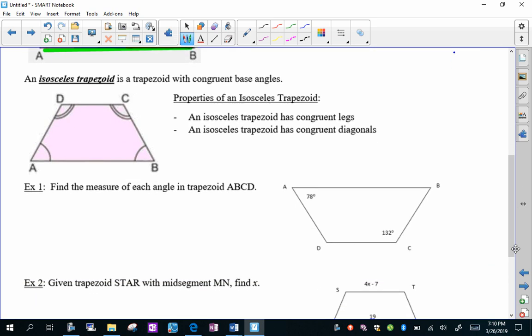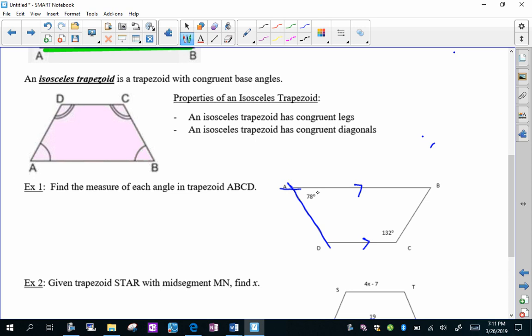Now let's look at example number 1. Example number 1 says, find the measure of each angle in trapezoid ABCD. We have to find the missing angle measurements, because we know that angle A is 78. There are a couple other things we know. We know that AB is parallel to DC. That's important. Why is it important? Because we know that AD now becomes a what? Yes, I heard you. A transversal. That's correct, a transversal.